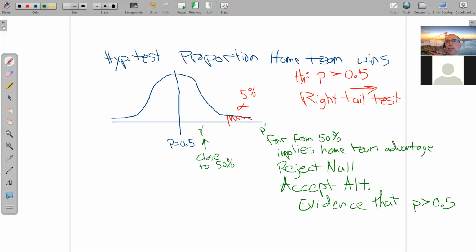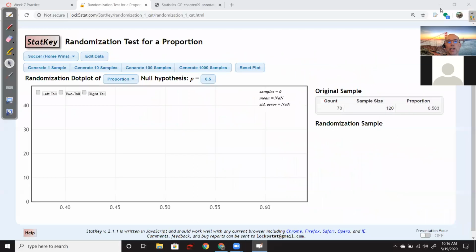So this is my initial setup there. Then I go to StatKey, and if it's their data, I just make sure I have the right data set. I make sure I have the null hypothesis set correctly. I make sure my sample data is set correctly. So their particular sample, out of 120 home games, in 70 of those the home team won, which is a proportion of 58.3%. So the question is, is 58.3% kind of close to 50%, or is it far enough away from 50% to say, oh yeah, that looks like a home team advantage? And how do you draw that line in the sand?